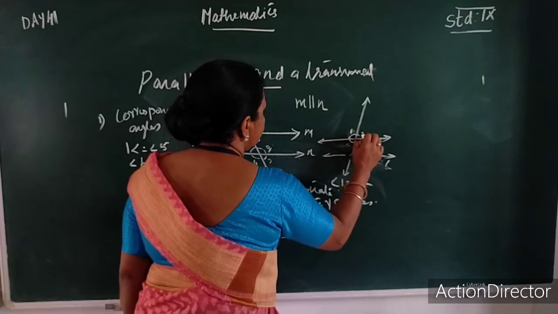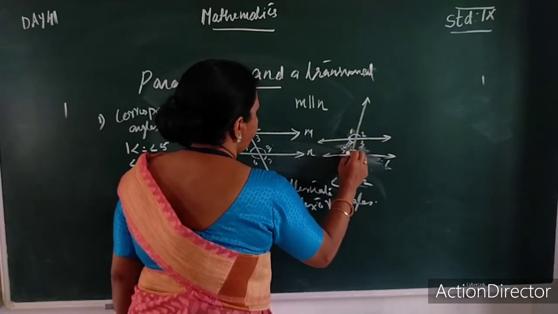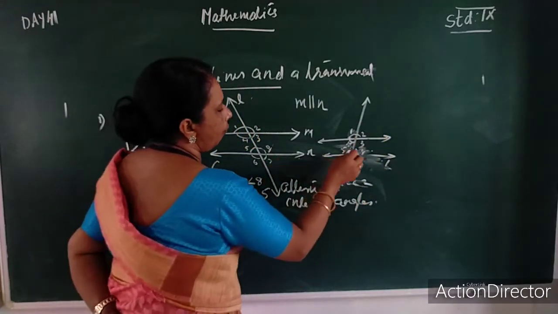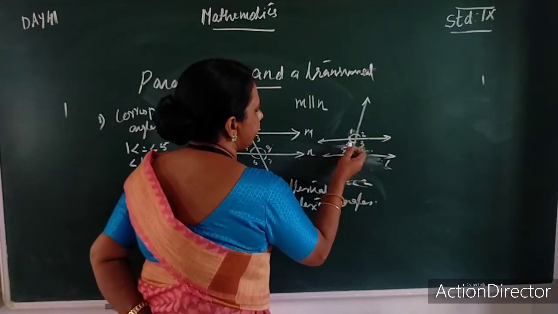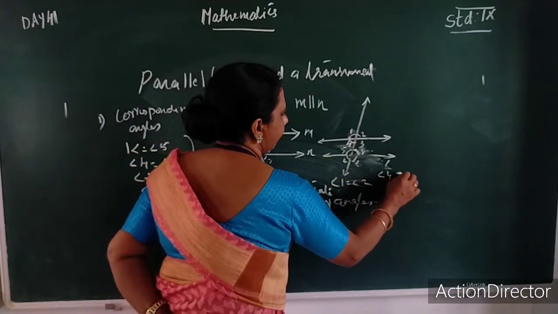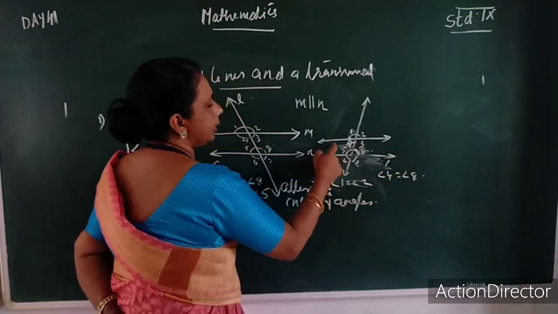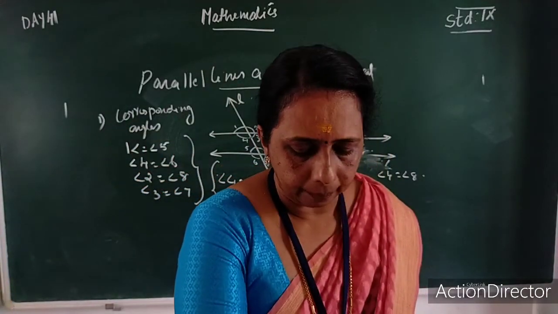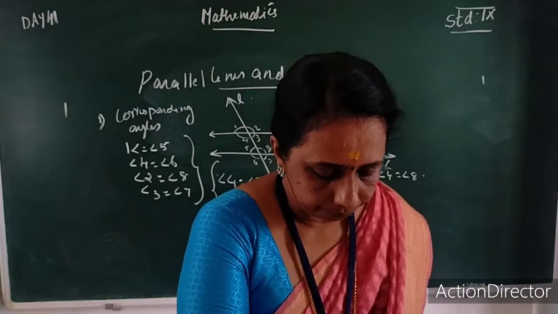1, 2, 3, 4, 5, 6, 7, 8. One pair of alternate interior angles, two pairs are here. Angle 4 is equal to angle 8. Then we say that these two lines are parallel lines. That is theorem 6.3. Then theorem 6.4.